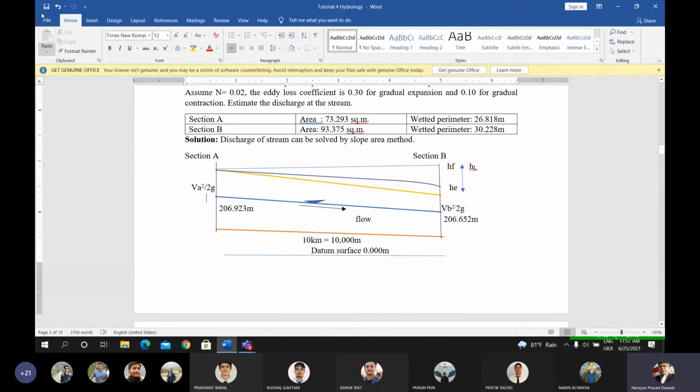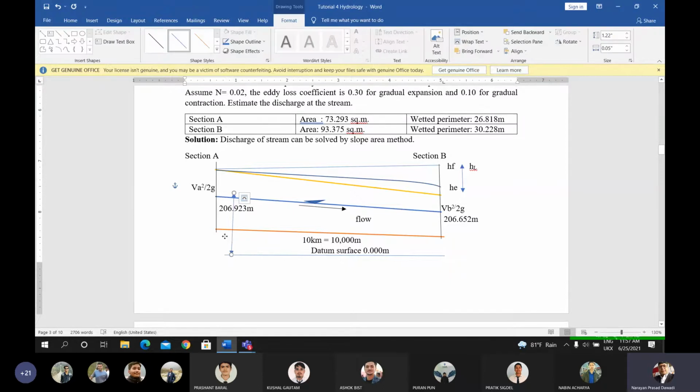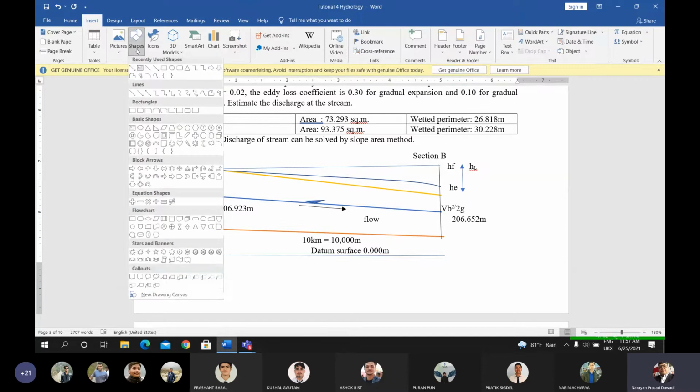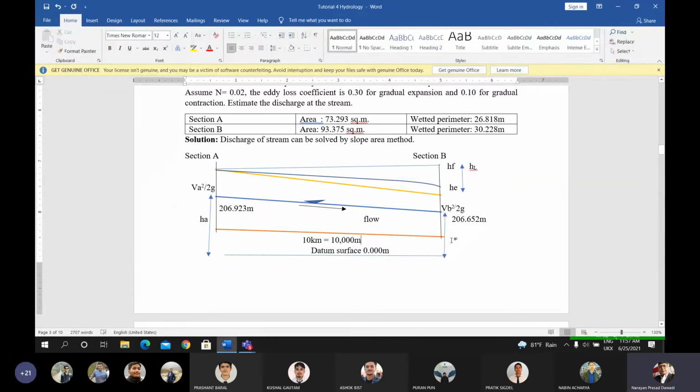This is HA. This value is HA, from the datum surface up to the water surface level. This is the elevation of the water surface. Similarly, you can see here the value of HB. HB will be from here to here. This is HB.